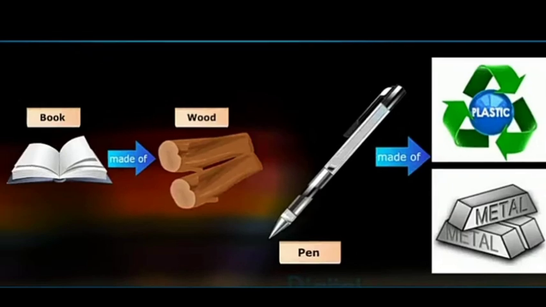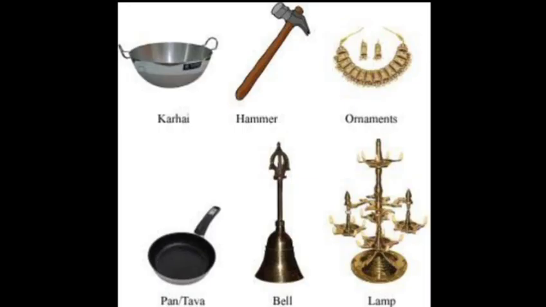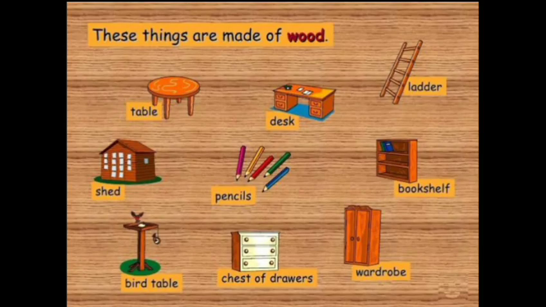You might have seen that one material can be used to make several items. For example, the kadhai, pan or the tawa, these are the cooking vessels. These are generally made up of metals. The hammer, different ornaments we wear, the bell or the lamp, these are also made up of metals. Also we are having different things like table, chair, desk, bookshelves, wardrobes, pencils and the sheds of different domestic animals, the chest of drawers, these are made up of wood.